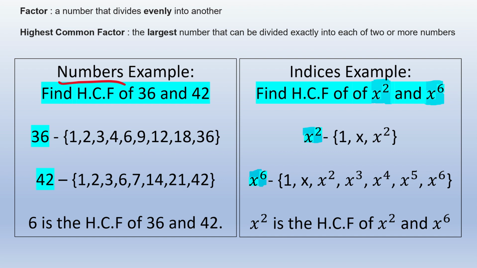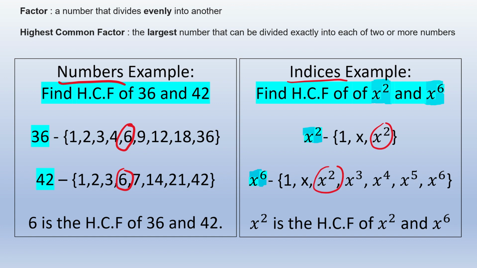I've listed out all my factors of 36 and 42. As we can see, 6 is the highest common factor between the two of those. For my indices, I've done the same thing with x squared and x to the power 6. As we can see, x squared is the highest power of x that goes into both of those.